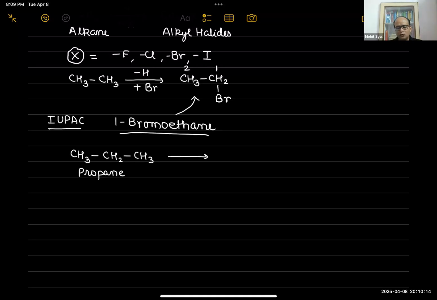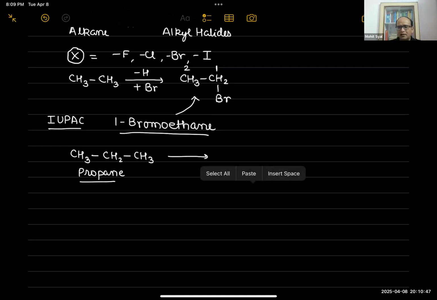Okay. So suppose if I want to put one bromine, there are 3 carbon atoms in the propane. Where can I put one bromine atom? What all places are there on this propane where I can attach one bromine? How many different places? Three places. There are 3 carbon atoms.